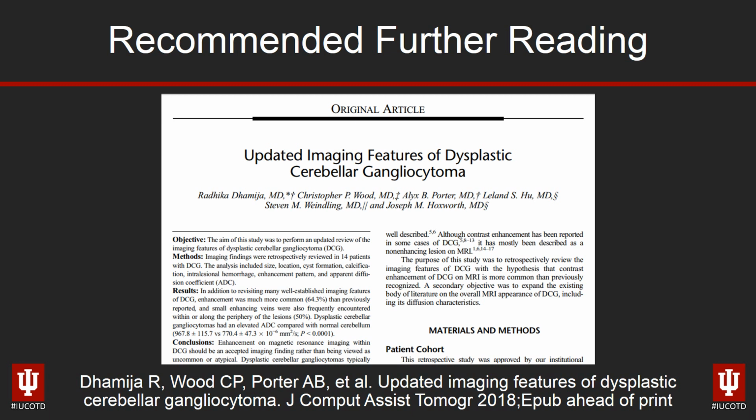The other thing that I think is a nice thing that they added in their paper is that these tend to have bright ADC values compared to the normal cerebellum. So again, ADC, we've talked about in other cases of the day, it's a surrogate marker for cellularity. So things that are benign tend to more commonly be bright on ADC. Things that are dark more commonly tend to be malignant.